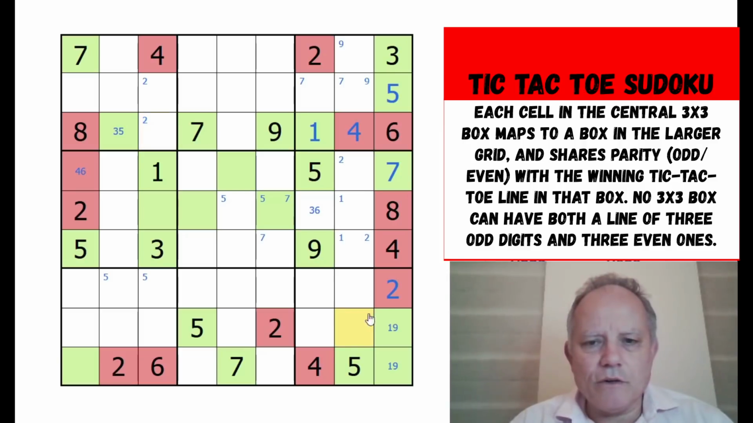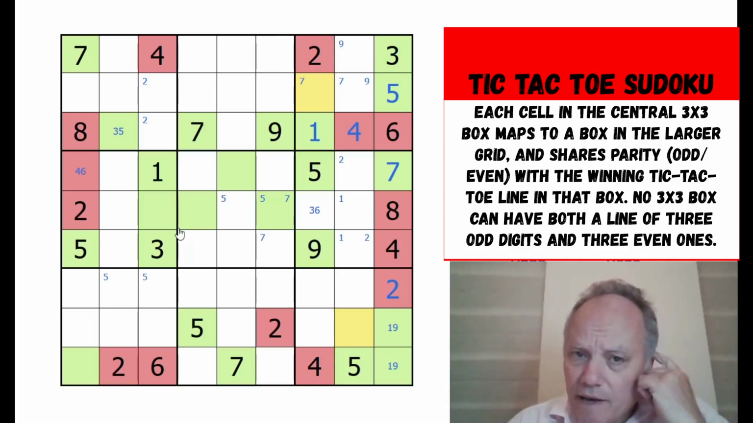How about here? This could be even, but it might not be. Or can we work out if this was odd, what would we be getting? This would be an odd winner. So this cell would be odd. That would actually make this cell odd. Doesn't really advance us though. I mean, I'm sort of finding little chains, but they're not necessarily all that helpful.